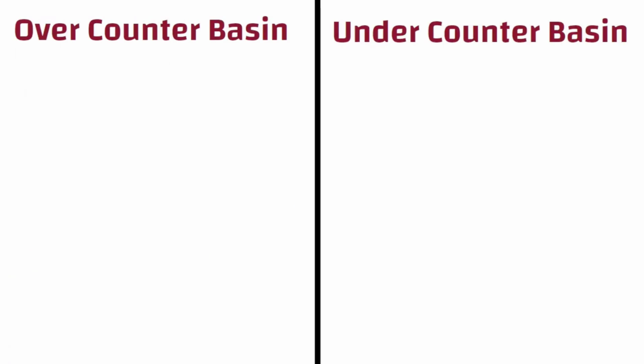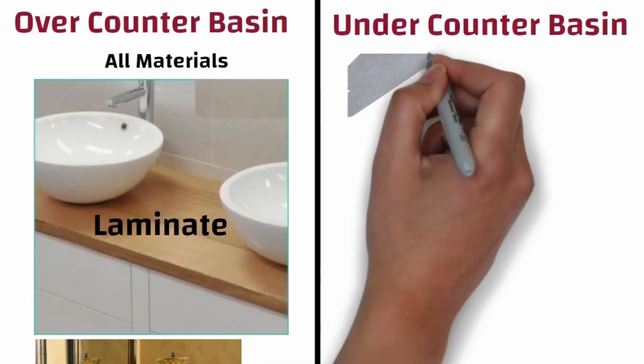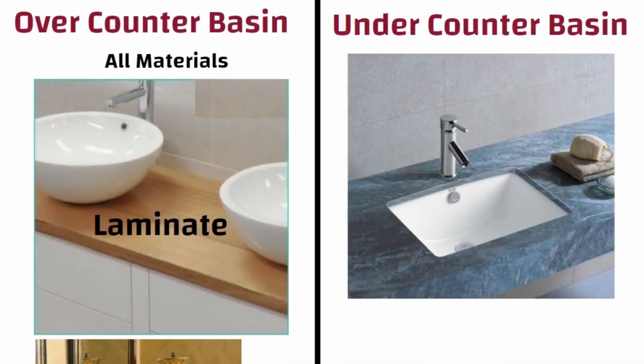Countertop material. Over-counter basins can be installed on all types of countertop materials, including laminate, tile, solid surface, and all composite and natural stone. Whereas the under-counter basin can only be used under a solid countertop, such as stone.